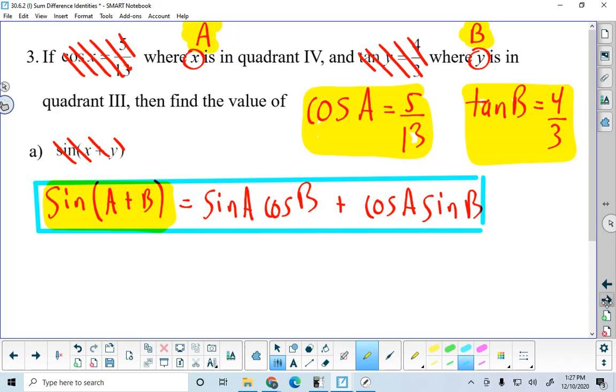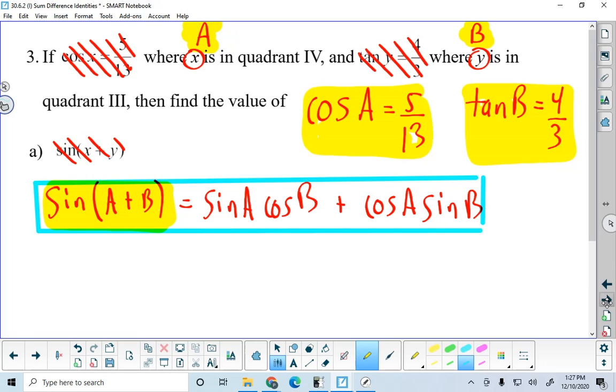So I'm asking, why am I allowed to write sine of A plus B equals sine A cos B plus cos A sine B? Yeah, it's an identity. And I get why you might have been thinking, what the heck is he asking? You're allowed to write it because it's true. What I'm getting at is it's the sum identity for sine.